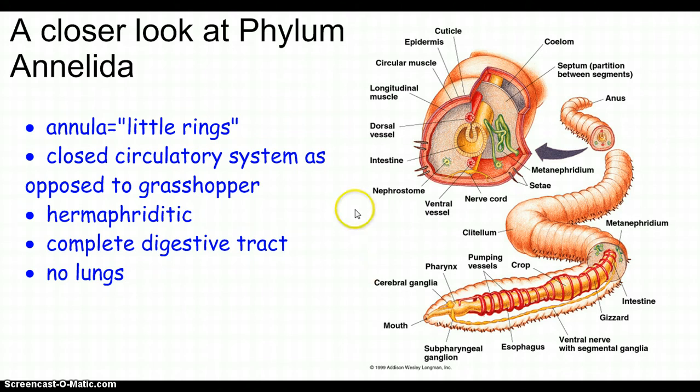So they're hermaphroditic. They have a complete digestive tract, which means mouth and anus in a tube that goes all the way through, and they don't have any lungs. So what they have to do is breathe through their skin, and that's why when the ground is very wet, earthworms tend to rise, because they don't want to drown. They do use their skin for breathing.